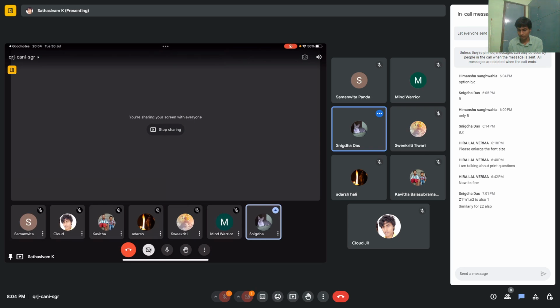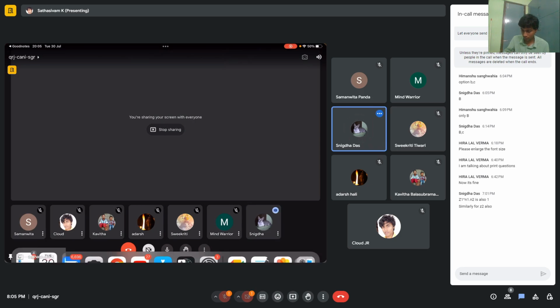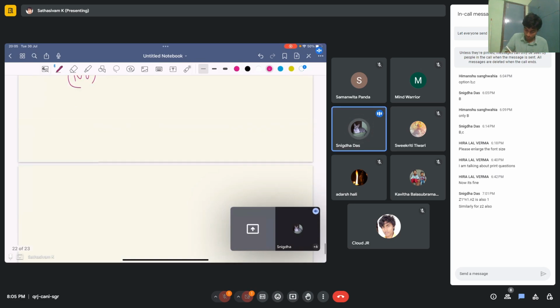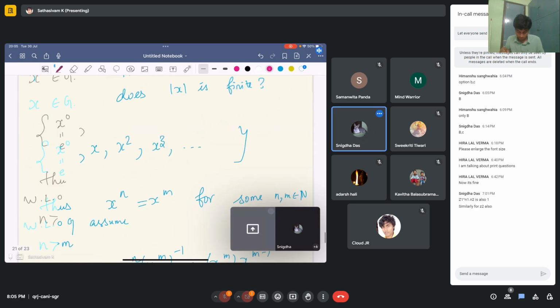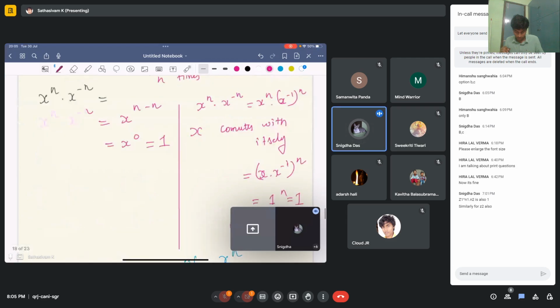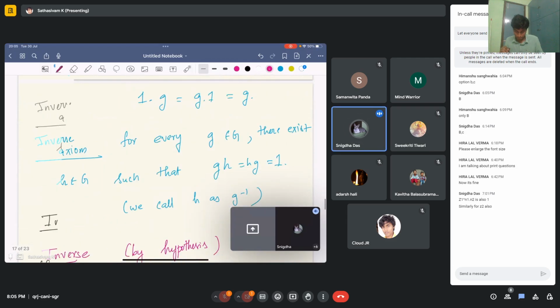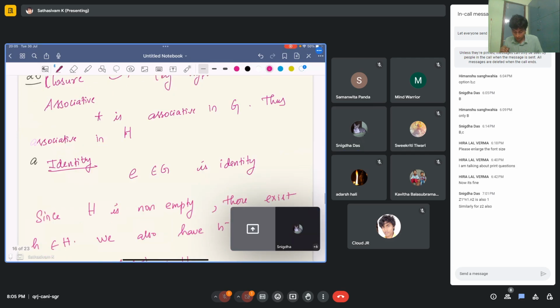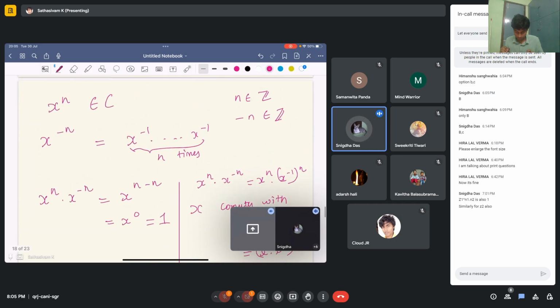Sir, in question number 27, we have proved that the inverse of x to the power m is x to the power minus m. So we proved that x to the power minus n is unique.